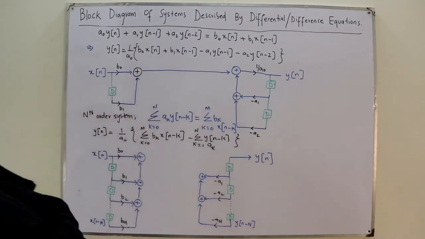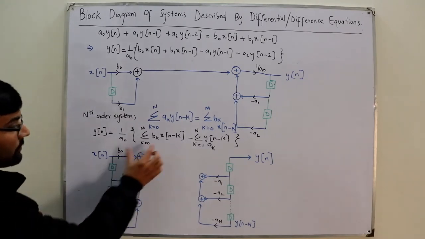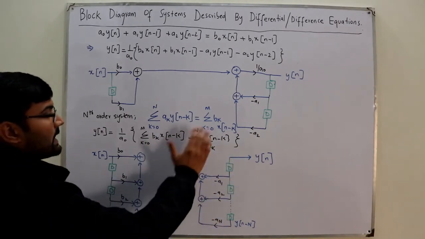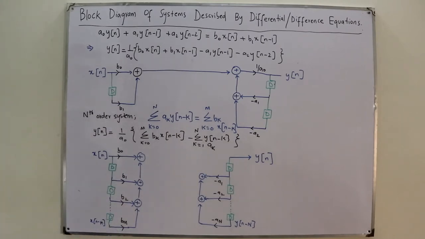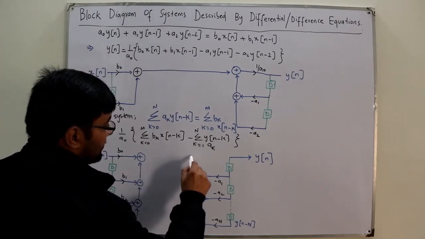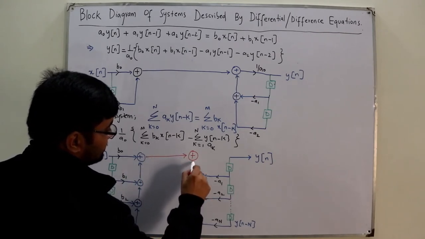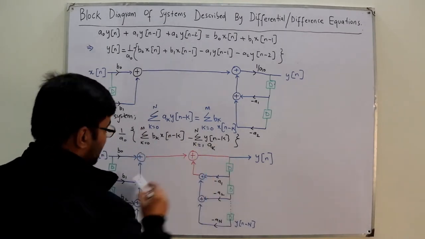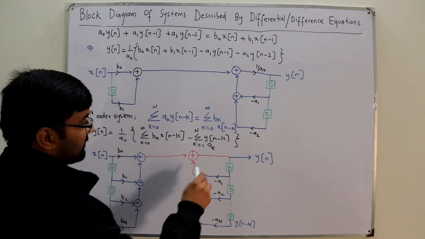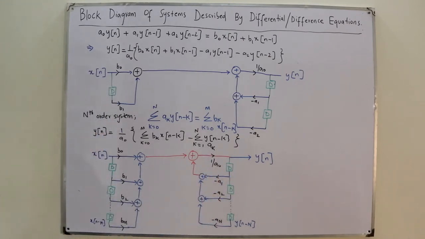So now these are all added. Now what do you have? This is for this thing. This is for this thing. The negative has been included with ak. You have to add these two together. So now I have to add these two together. So I add these two together in this way. Fine. And finally, my output would go like this. But first, it has to pass through a 1 over a naught. 1 upon a naught. So this is a general nth order system representation.